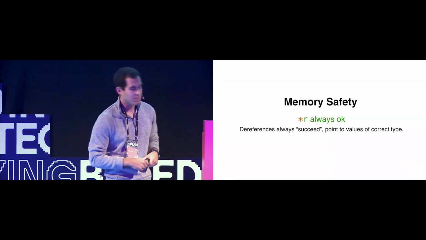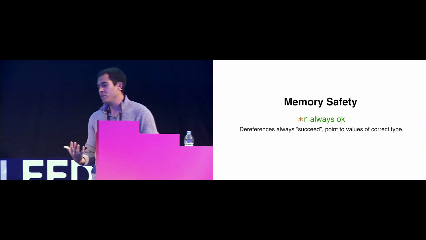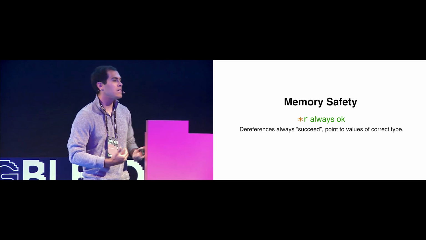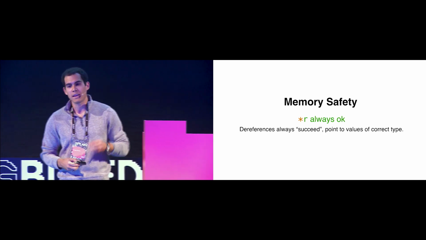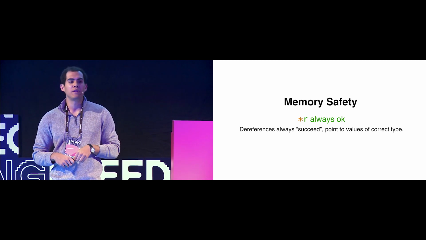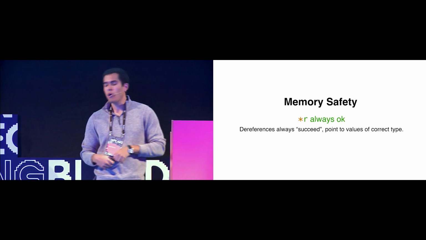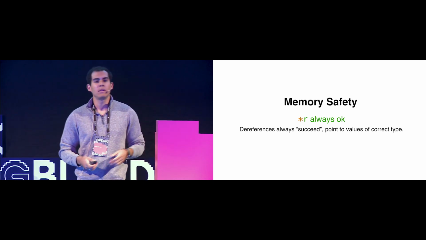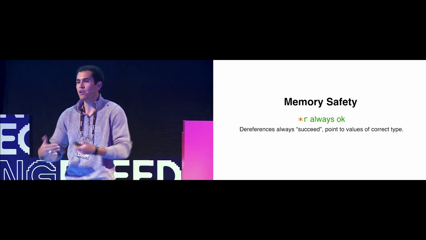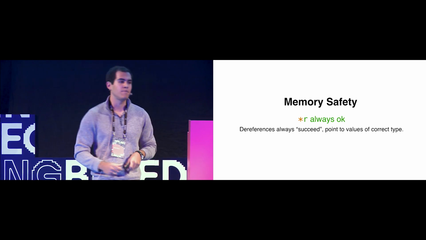I'm going to define memory safety as follows. If you have a reference, then a dereference of that reference, we're going to say it's always OK. And if your language has the property that a dereference is always OK, then we're going to say that this is a memory safe language. By always OK, I mean that the dereference always succeeds, as in you don't segfault, you don't just crash. And it always points to a value of the correct type. If you think you have a struct that looks like this, and you dereference a pointer to that thing, then you have a struct of that thing, and the language will guarantee that. So that's our definition of memory safety.